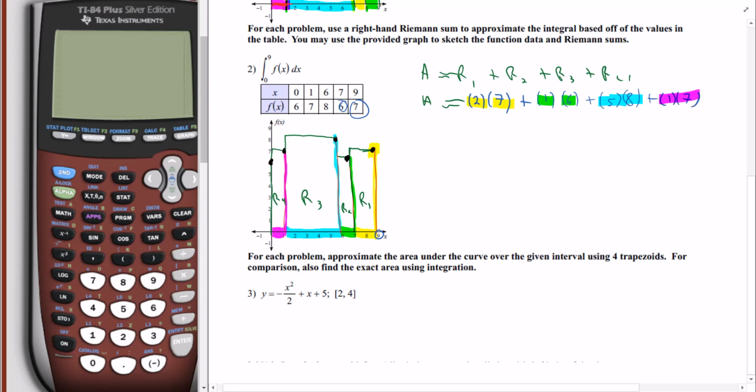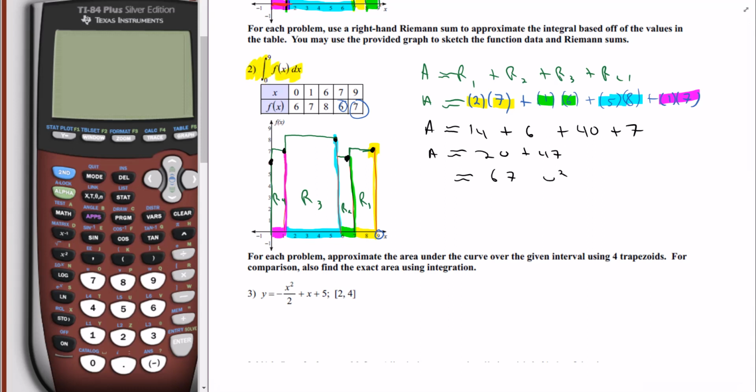That was this one. And we would add all these together, right? So our area is going to be approximated by 14 plus 6 plus 40 plus 7, which is 20 plus 47, which is 67 units squared. And again, we are approximating the integral as well, right? So the approximation of the integral, which remember is the area under the curve, is about 67.